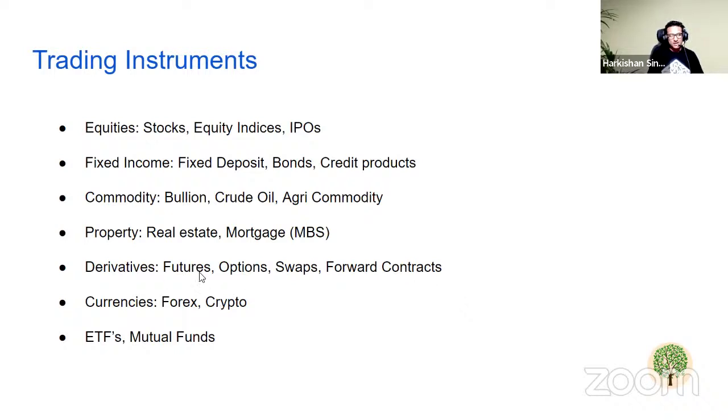If I talk about futures, futures usually have equity as the underlying asset, and they track that asset, and there is a specific formula to calculate the price of the future contract based on the underlying asset. And there are currencies which you can invest in, like forex, crypto, and also a few other instruments.